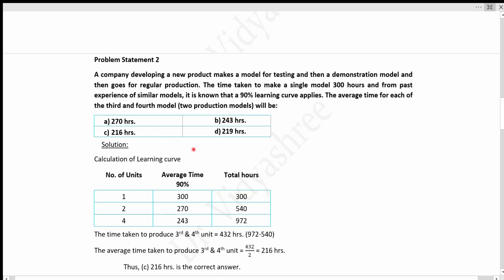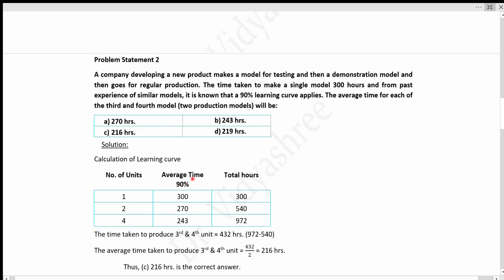Here four options are there. So after we solve the problem, we have to know which is the correct option or correct answer, whether the correct answer is option A or option B or option C or option D. So let's solve the problem. First, as per the first step, we have to calculate the learning curve. So number of units, as I told you, till it is 4. 1, 2 and 4. Calculate the average time.